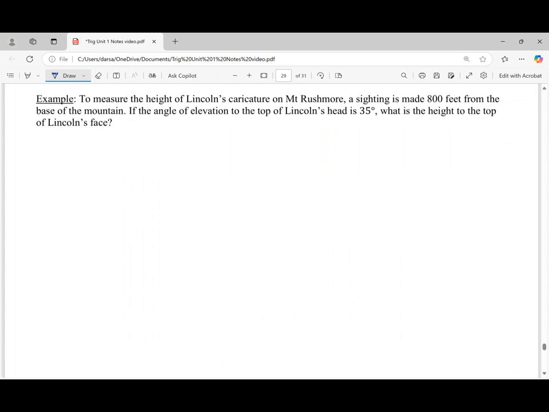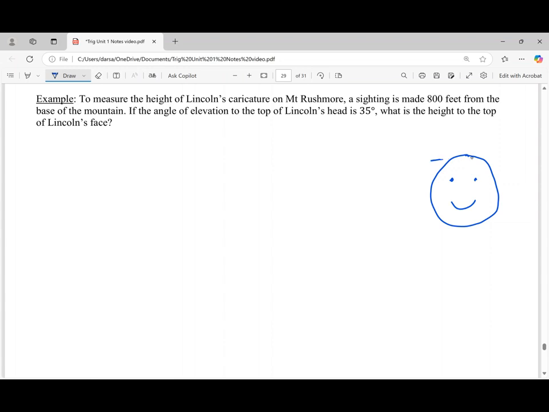As always with word problems, you should be drawing triangles. You should be drawing pictures. So, to measure the height of Lincoln's caricature at Mount Rushmore, a sighting is made of 800 feet from the base of the mountain. If the angle of elevation to the top of Lincoln's head is 35 degrees, what is the height of the top of Lincoln's face? Okay, this is kind of a difficult question. So, we're going to give you a picture here.